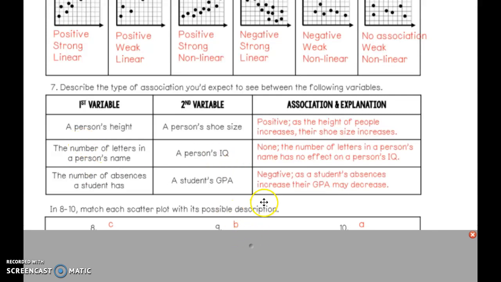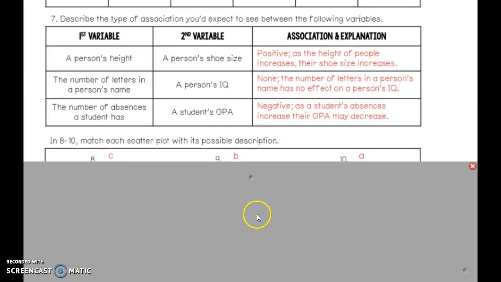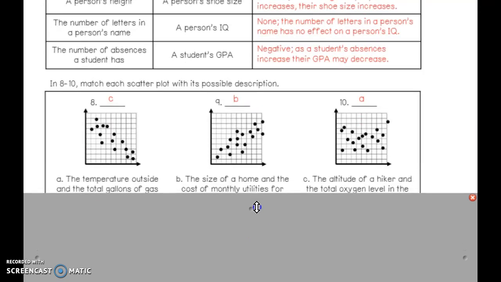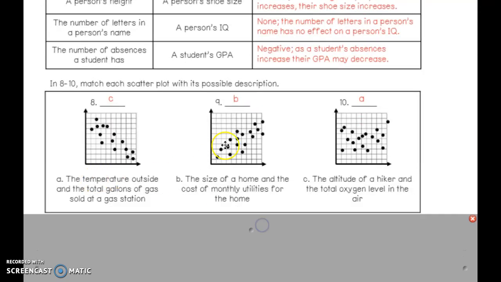On the bottom, it's a little confusing, but they have 3 scatter plots and they have 3 descriptions. So what they want us to do is see which one describes the picture that we see. A is actually going to be described by this picture. The temperature outside and the total gallons of gas sold really doesn't have any association with each other. People need gas when their tank is empty, so it doesn't matter what the temperature is, they're just going to fuel up when they need it.